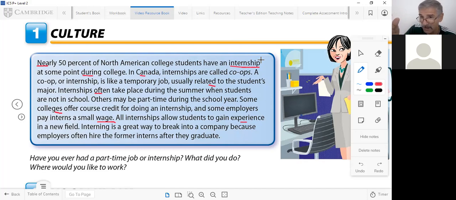It's a period of time in a company, okay? You may not get money because you are not a professional, you don't have your title, your diploma. But if the company pays you, it's just a little bit of money, just a little.